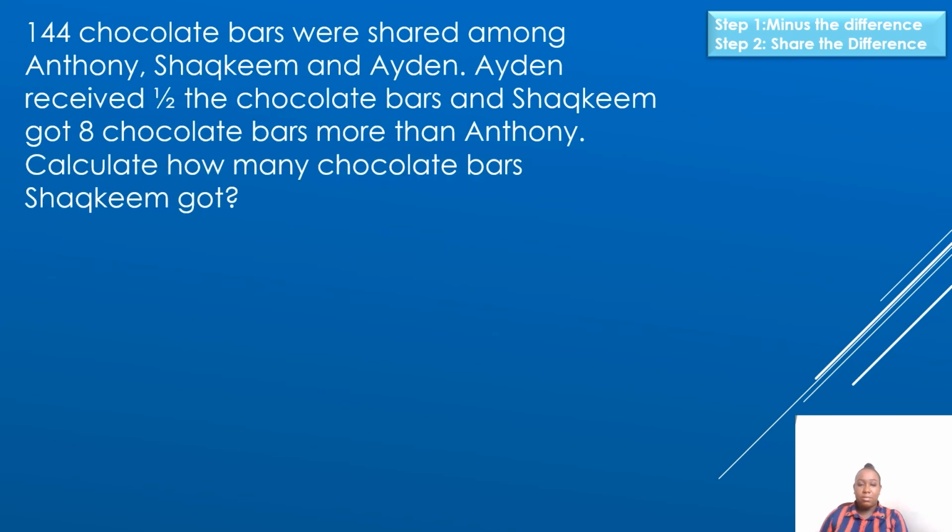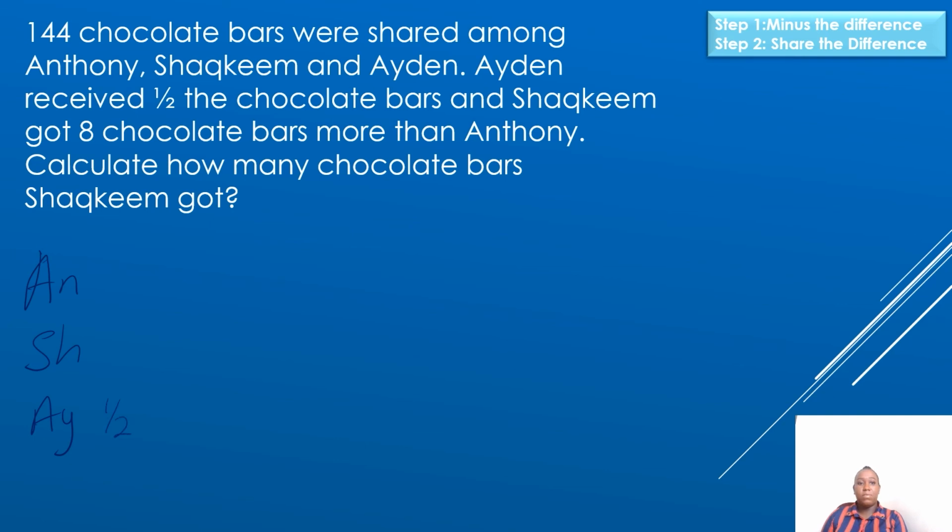I'm going to do yet another one. 144 chocolate bars were shared among Anthony, Shakim, and Aidan. Aidan received half the chocolate bars and Shakim got 8 chocolate bars more than Anthony. Calculate how many chocolate bars Shakim got. I'm going to use Anthony, Shakim, and Aidan. Okay, they told us that Aidan got half of the chocolate bars. So Aidan's share is already fixed. Half of the chocolate bars.